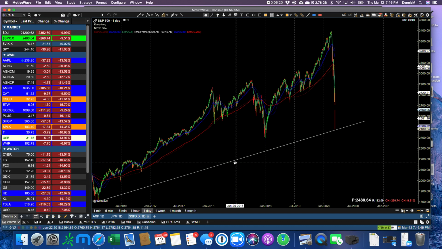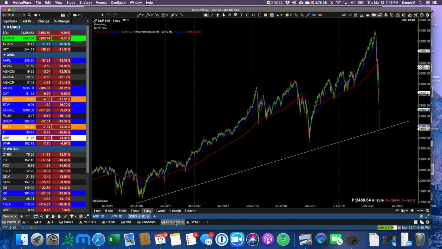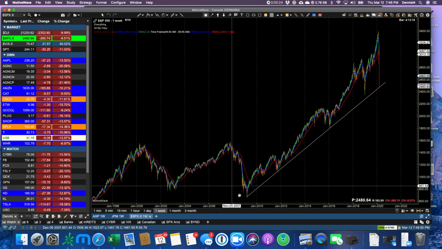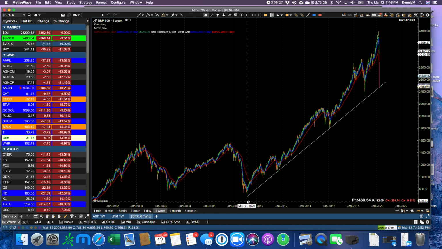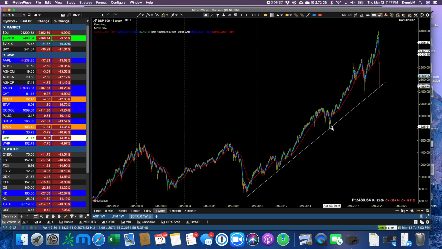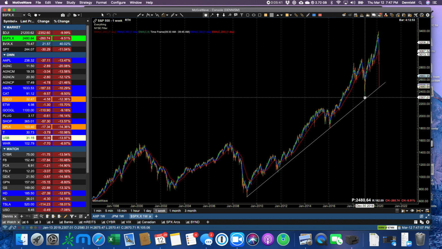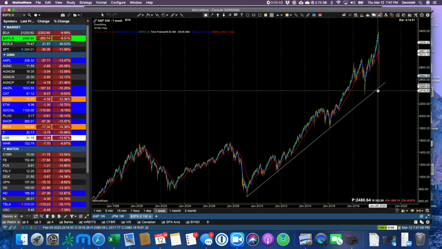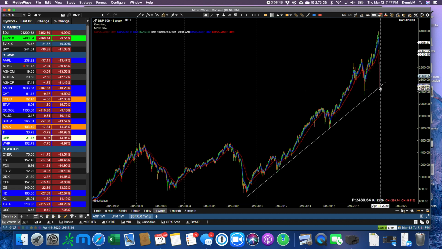If we look at the S&P, one thing that I did notice is that we have hit the bottom of a trend line. If we look at our March 2000 low, which was our famous 666, here's another point in 2011. Here's another point in 2016. This one came close, but not quite. And now today, we've hit that trend line.